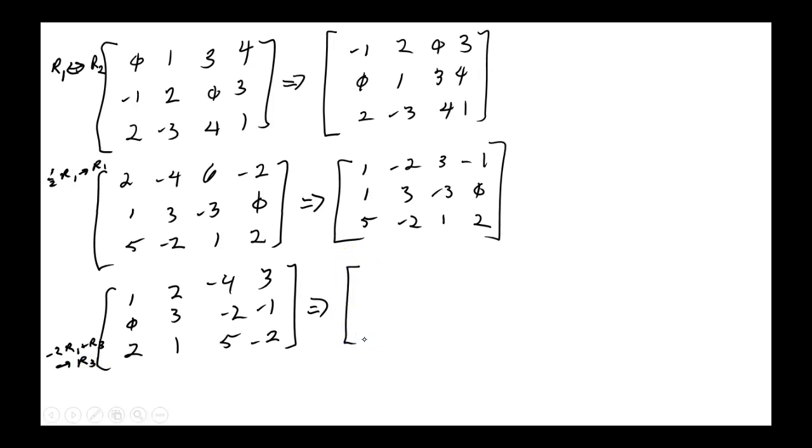In other words, 1 and 2 stay the same, so like we were saying before, you just wind up copying a lot. 1, 2, negative 4, 3. Make sure you copy carefully. 0, 3, negative 2, negative 1. I hope I wrote them right. Okay? Now what's your new row 3?